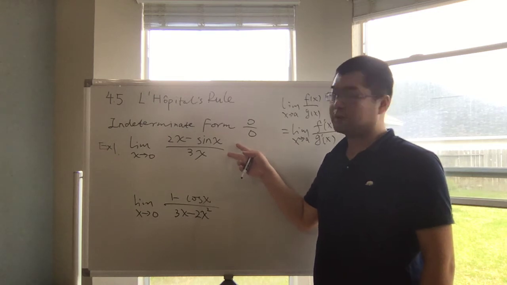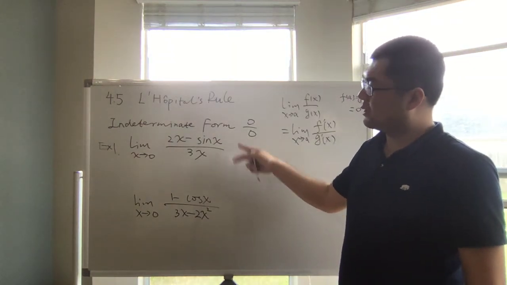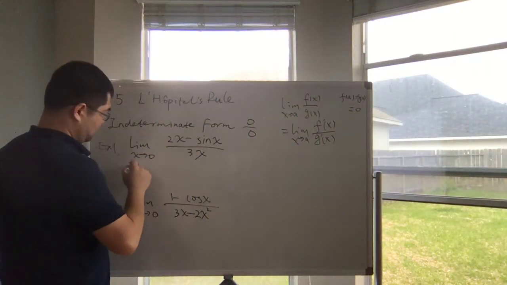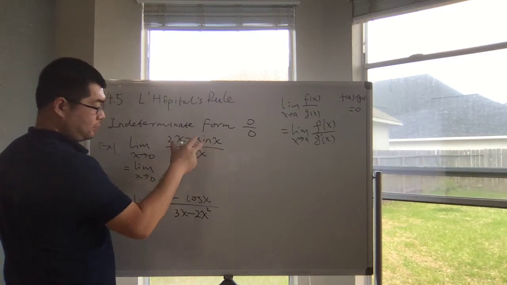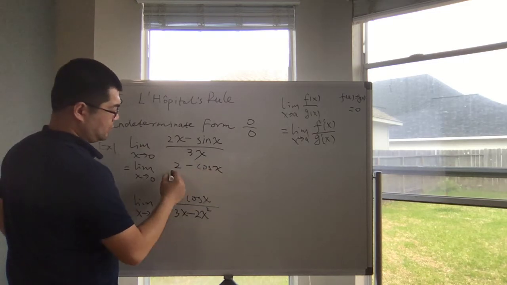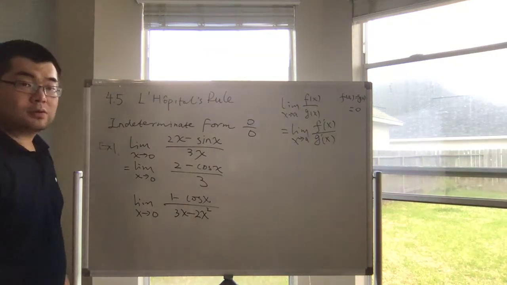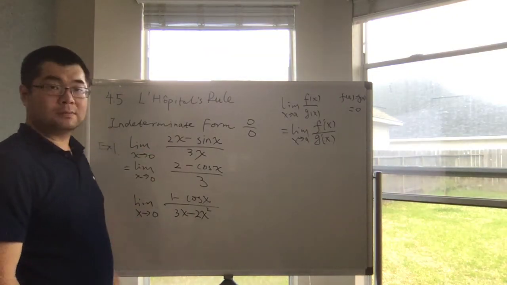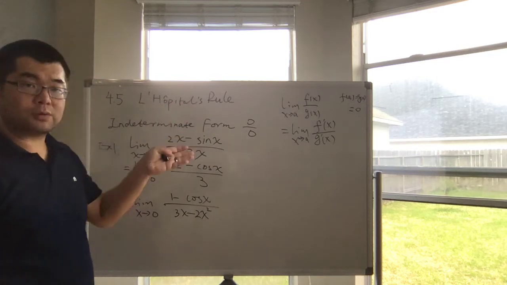In other words, when we're trying to figure this out, the L'Hopital rule says that if we have a 0 over 0 indeterminate form, then this limit equals the derivative of the top, which is 2 minus cosine of x, over 3. So those two limits are equivalent, based on the L'Hopital rule.